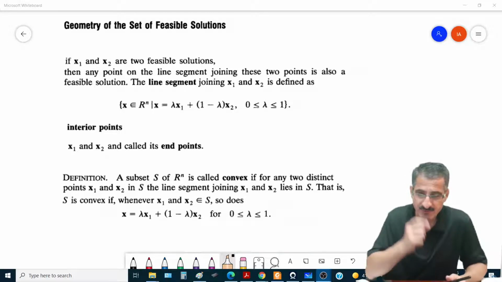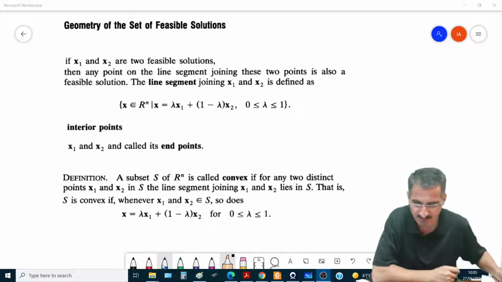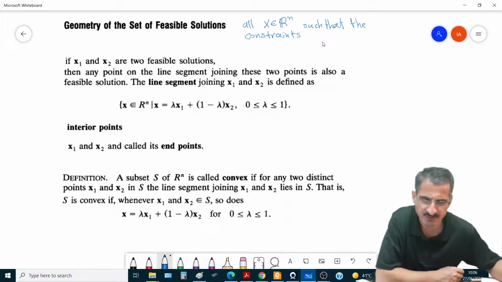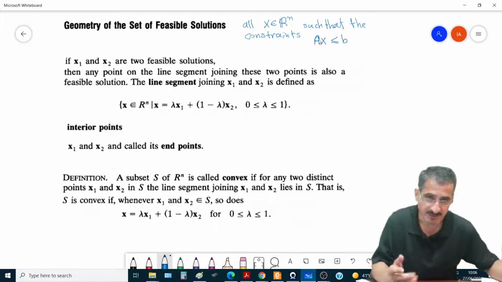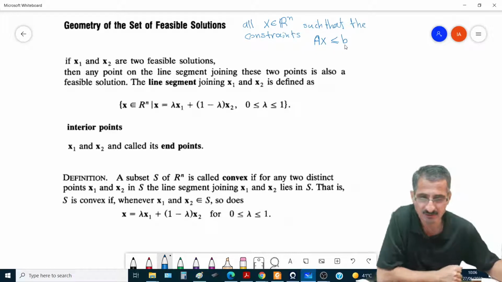So the geometry of the set of feasible solutions. Remember the feasible solutions for a linear programming problem: all vectors from, say, Rn such that the constraints, given by a matrix A times X less than or equal to B, or equal in the canonical form. Less than or equal is the standard form. Replacing this with equal will be a canonical form.